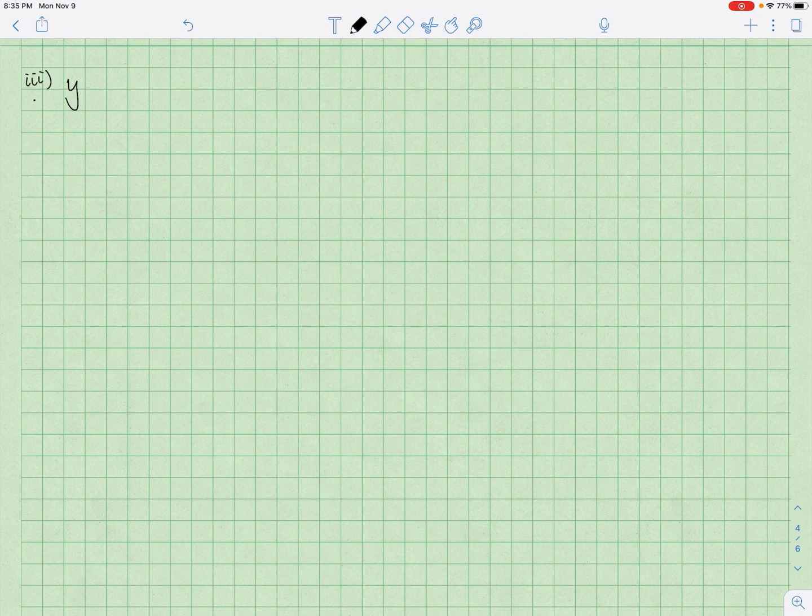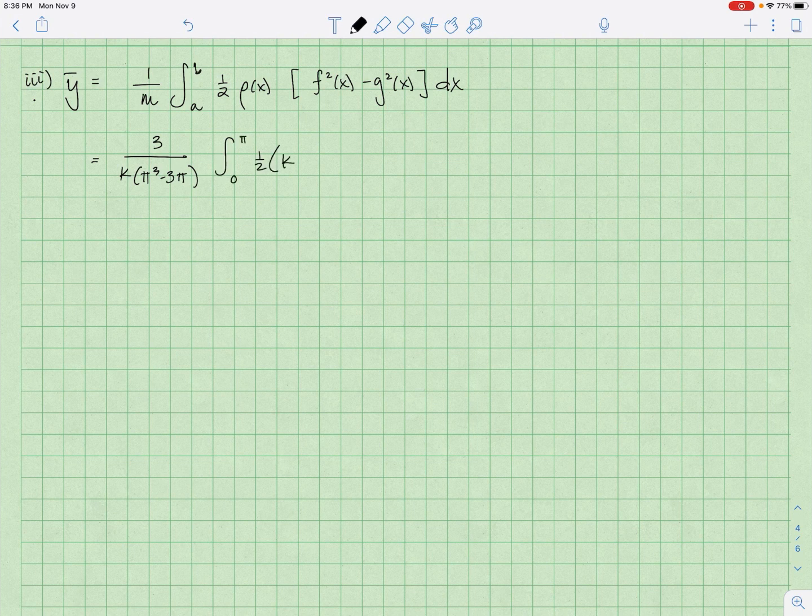So for our third integral, y bar is 1 over the mass times the integral from a to b of 1/2 the density function times f squared of x minus g squared of x dx. And in this case, we have 3 over k times pi cubed minus 3 pi, the reciprocal of the mass, from 0 to pi, 1/2 the density function, kx, times the upper curve squared minus the lower curve squared, dx. Now the integrals are getting a little interesting.